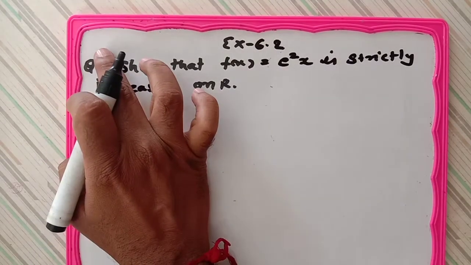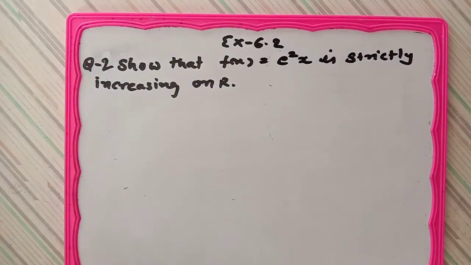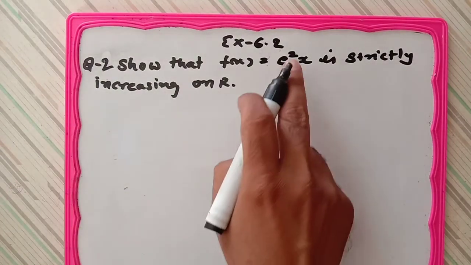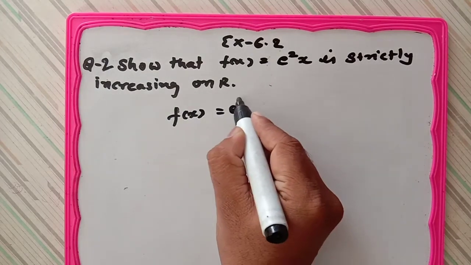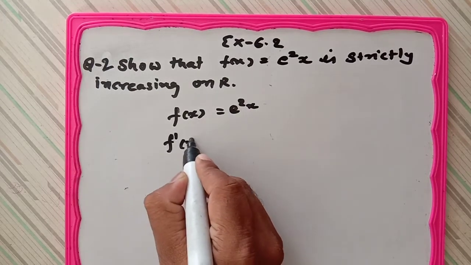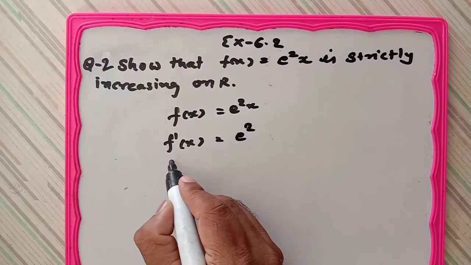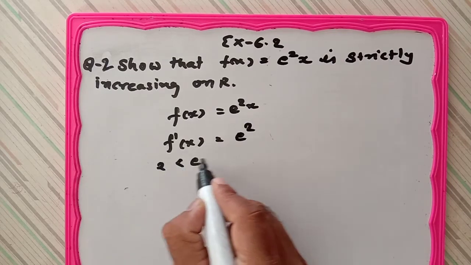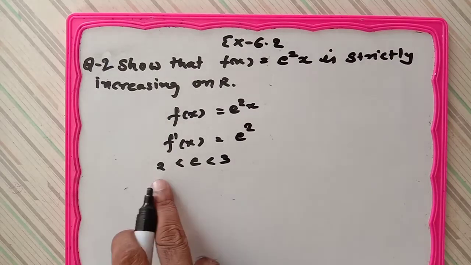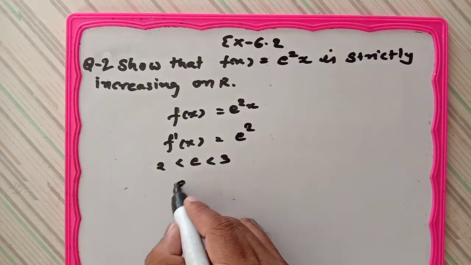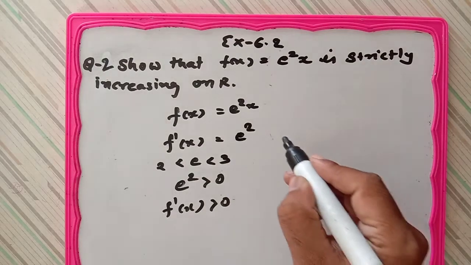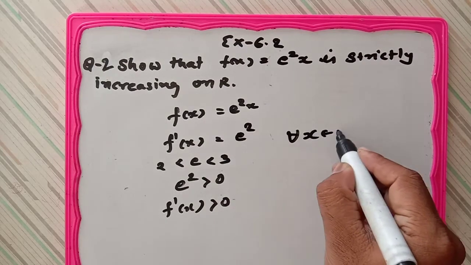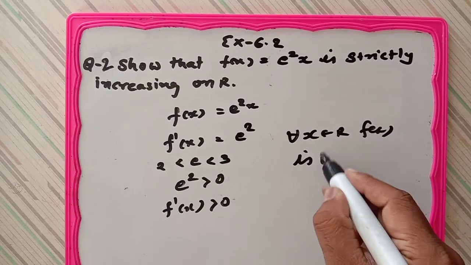Question 2: show that the function e^(2x) is strictly increasing on R. So f(x) is given as e^(2x). So we differentiate f'(x), then we get e^(2x) only. Now we know that e lies between 2 and 3, and so e^(2x) is always greater than 0. So f'(x) is greater than 0, and therefore for all x belonging to R, f(x) is an increasing function.